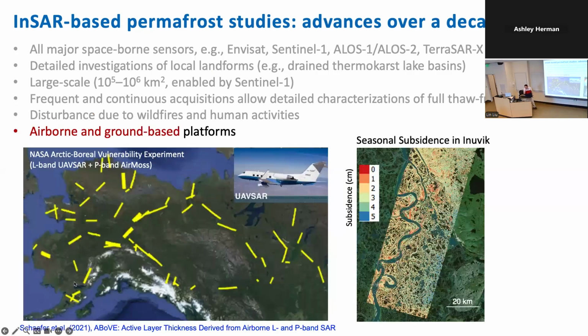Next, in addition to satellites, there are also airborne and ground-based platforms where you can put a SAR sensor. This is an example from NASA's Above mission. It's flying UAVSAR, carrying L-band and P-band SAR sensors beneath it, and repeatedly flew over those strips in most of the Alaska region and western Canada. And this is showing you a strip in northern Canada, still showing the subsidence over a few months in the summer.